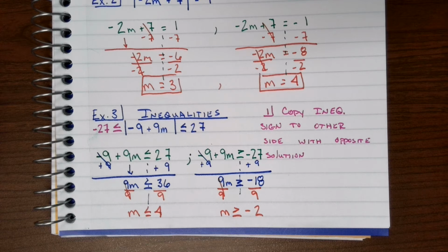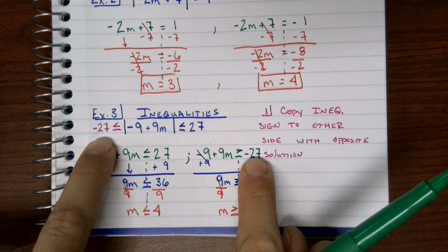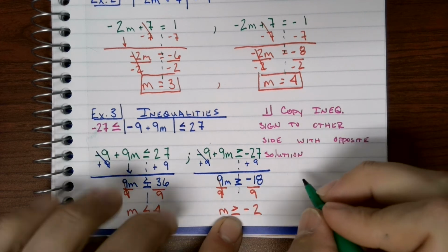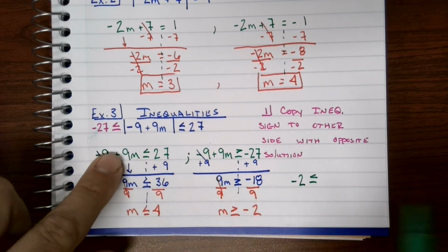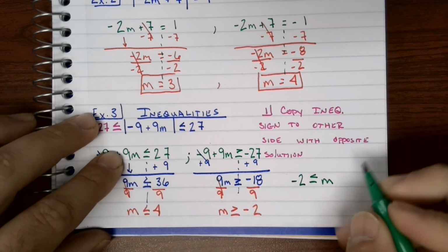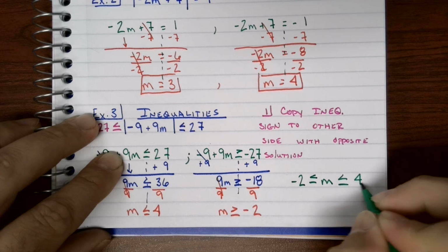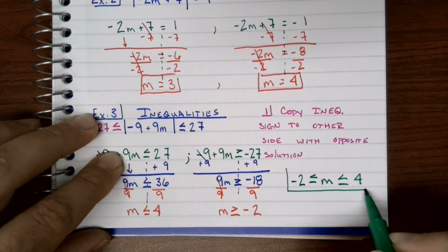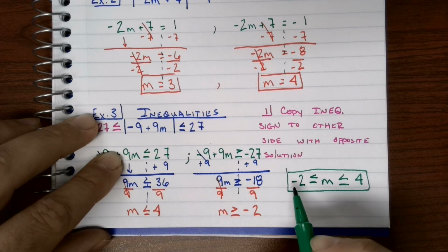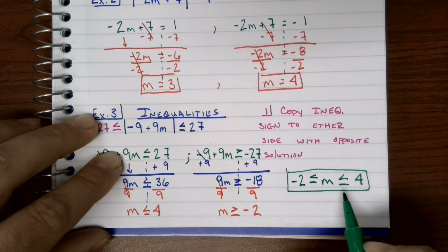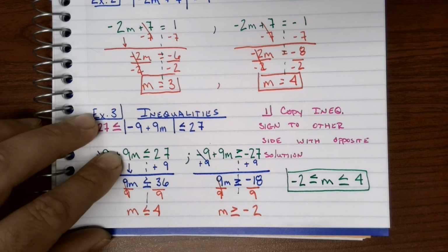So here's how that would look as a solution. The negative 27 is on this side, so we start with the negative 2. Copy my sign. Put my variable in the middle. So that would be your solution. m has to be greater than or equal to negative 2, but it also has to be less than or equal to 4. Okay?